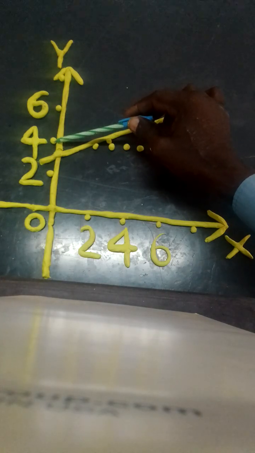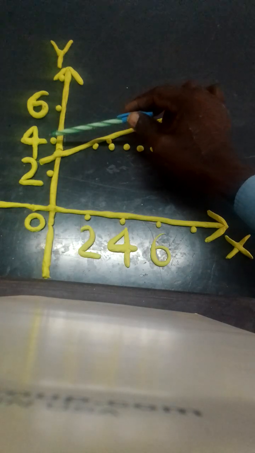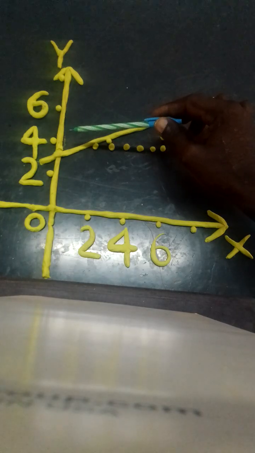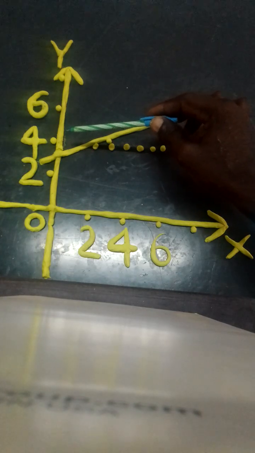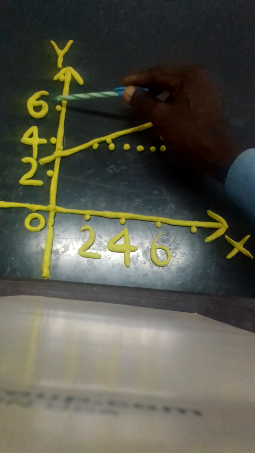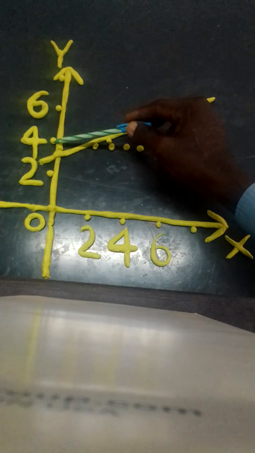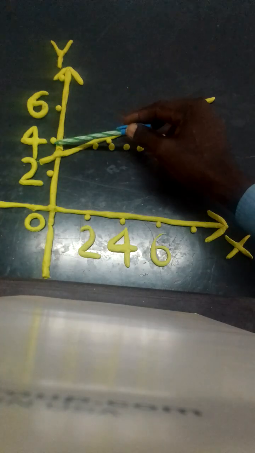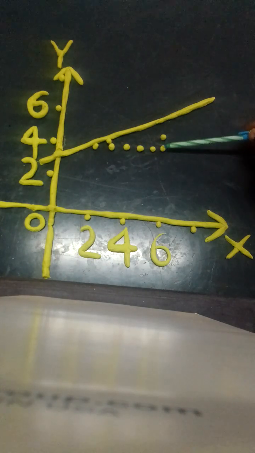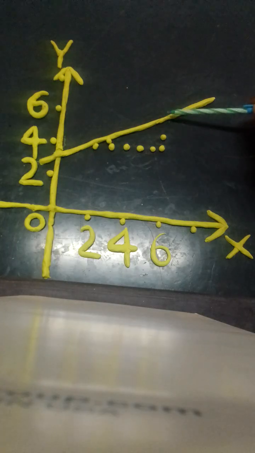That is the change in y. So to get the gradient, you get the change in y divided by the change in x. So we have found the change in y, that is y2 minus y1, 6 minus 4, you get 2. From here to here, that's the change in y.